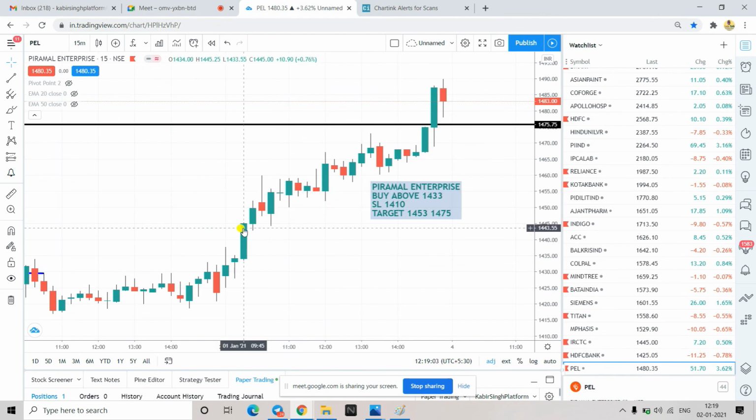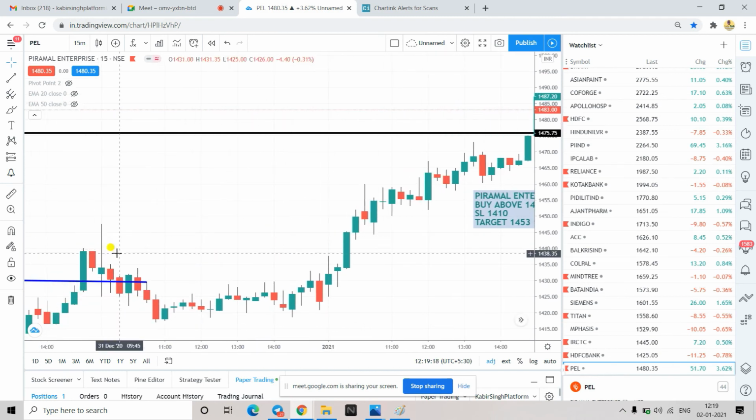So this candle high has been broken by this candle, and it is in the buy zone. So you'll get an alert. Then only you'll get an alert. So just see, the previous day high is there. Here the previous day high is there. Just make sure that that is crossed, and then you take a trade.